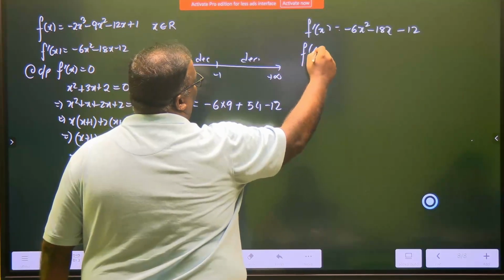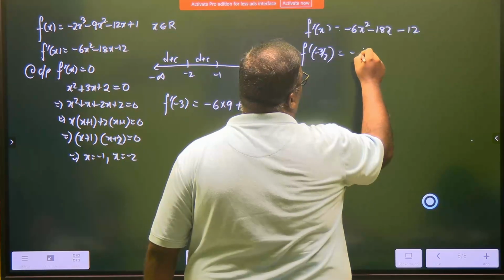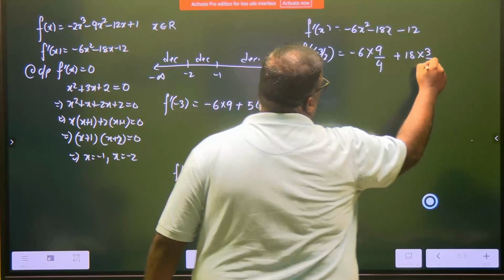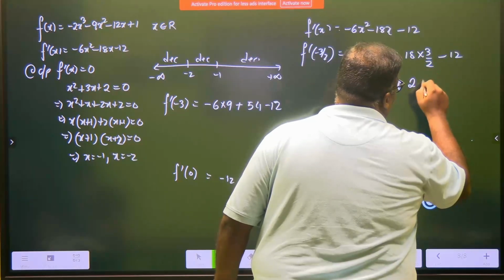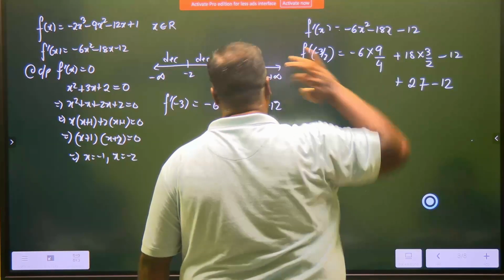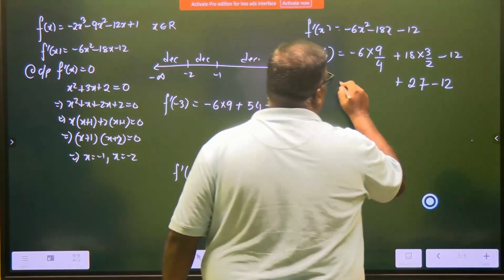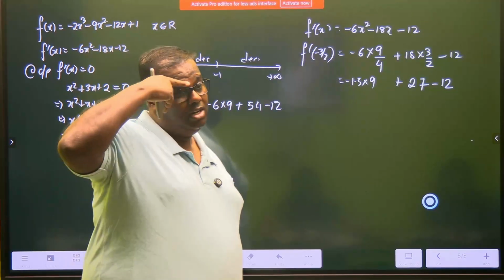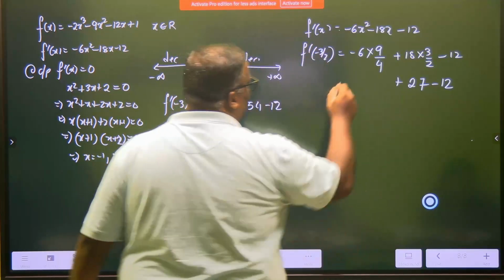f dash of negative 3 by 2. Negative 3 by 2 is less than negative 1, right? So let's do this now. This will be minus 6 multiplied by 9 by 4, then plus 18 into 3 by 2 minus 12. Just check. 9 threes are 27 minus 12. This will be how much? 9 by 4. So 6 nines are 54. Or this is negative 1.5 into 9, which is negative 13.5.